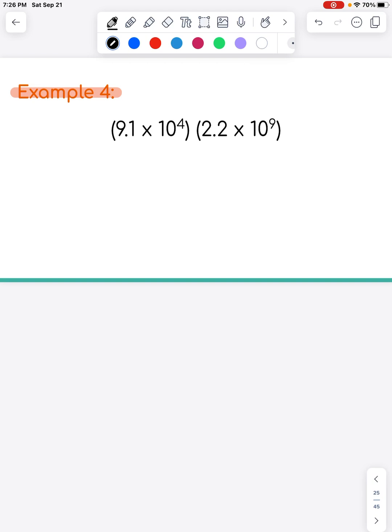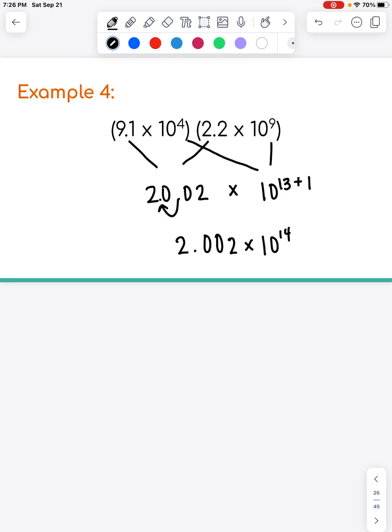Go ahead and pause, try to do this one on your own. You would have gotten 20.02 times 10 to the 13th, but we needed to move it over, so you get 2.002 times 10 to the 14th.